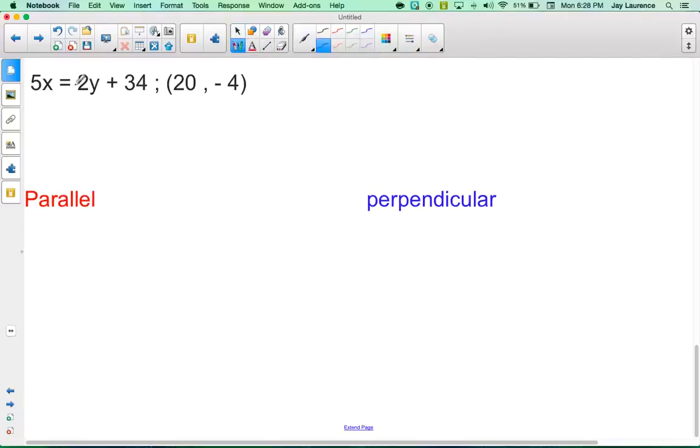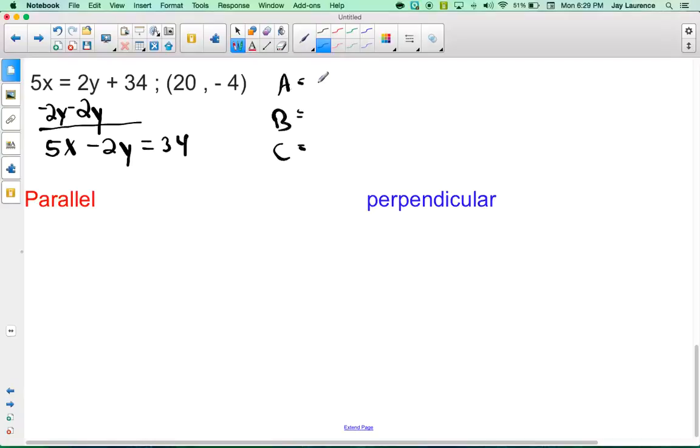Okay, here we go. First thing I notice, I'm not in any of our recognizable forms. So I've got a choice. I can go to Slope-Intercept Form, or I can go to Standard Form. Because I'm almost in Standard Form, I'm going to do that first. I'm going to subtract 2y from both sides. And my new equation will become 5x minus 2y equals 34. Now to find the slope, I'm going to go A, B, C. And that's going to be easy as 5, -2, 34. Okay, and so my slope is -a over b, and my slope is going to be 5/2.